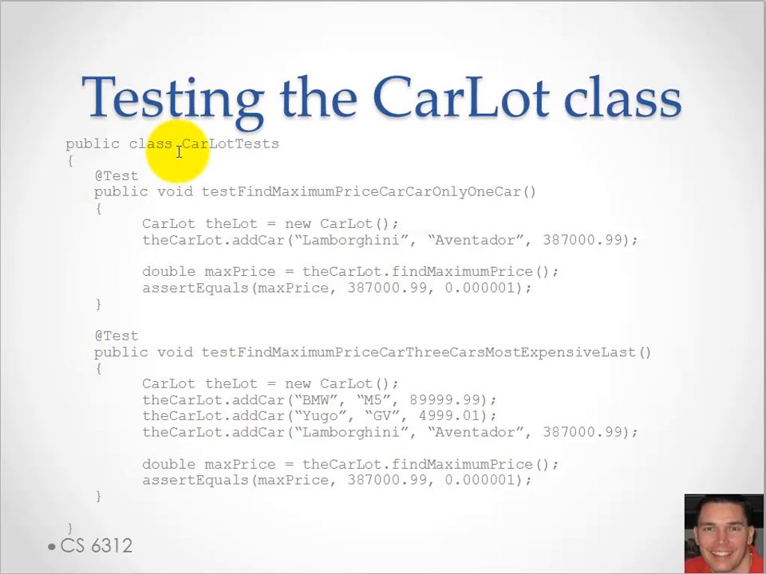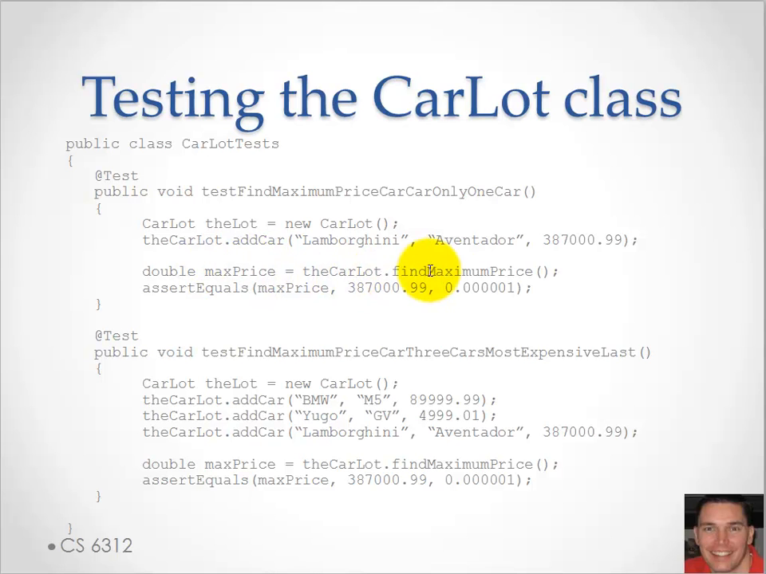If I've got a class called CarLot that has a find maximum price method in it, the name of my class is going to be CarLot tests. And then I'm going to create a testing method. It has an annotation of @Test at the top of that method to let it know that this is a test method. I give it a name. Then I set up my object. So here I'm making a new CarLot object. I am then calling its addCar method to add a car to that.